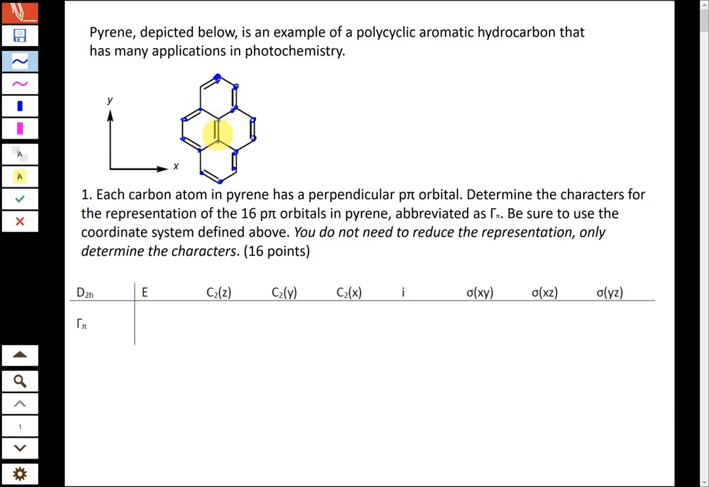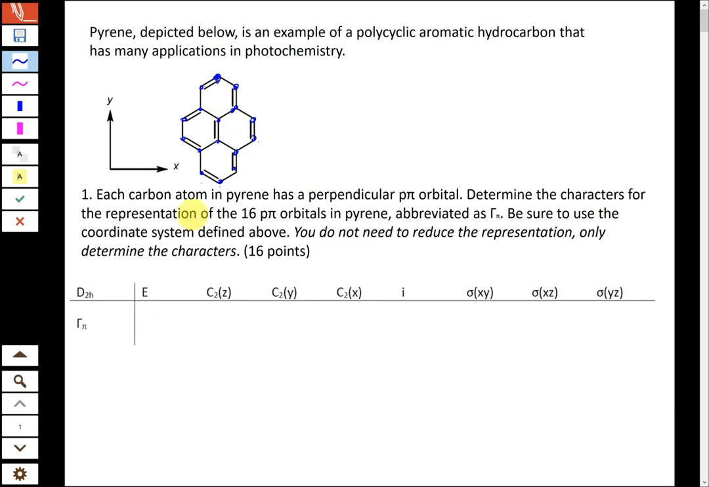If we count that up, we have 1, 2, 3, 4, 5, 6, 7, 8, 9, 10 on the outside, and then 11, 12, 13, 14, 15, 16. So 16 total pi orbitals, 1 on each carbon atom. To find the characters for the representations, we just have to determine, for each symmetry operation in the group, how many of those orbitals either stay the same, which means they contribute +1 to the character, move to a new position, where they contribute 0, or, as can sometimes happen with pi orbitals, just change their sign, staying in the same location, in which case they contribute -1. Then we just total all of those up.